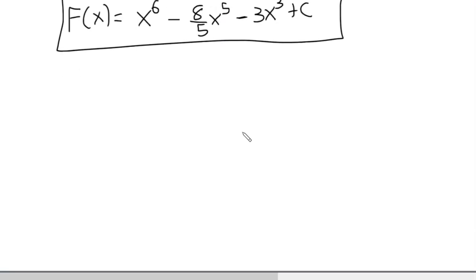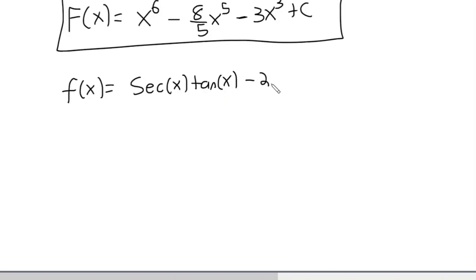So now let's try another one. Let's try a different example. So let's say I had f of x equals secant x tangent x minus 2e to the x. Okay, well, if I'm asked to compute the antiderivative, I'm going to write the uppercase version of that. And now this is tricky, we can't really apply the power rule, but we can do some thinking. We don't need to memorize a whole bunch of formulas. We can just think about this.